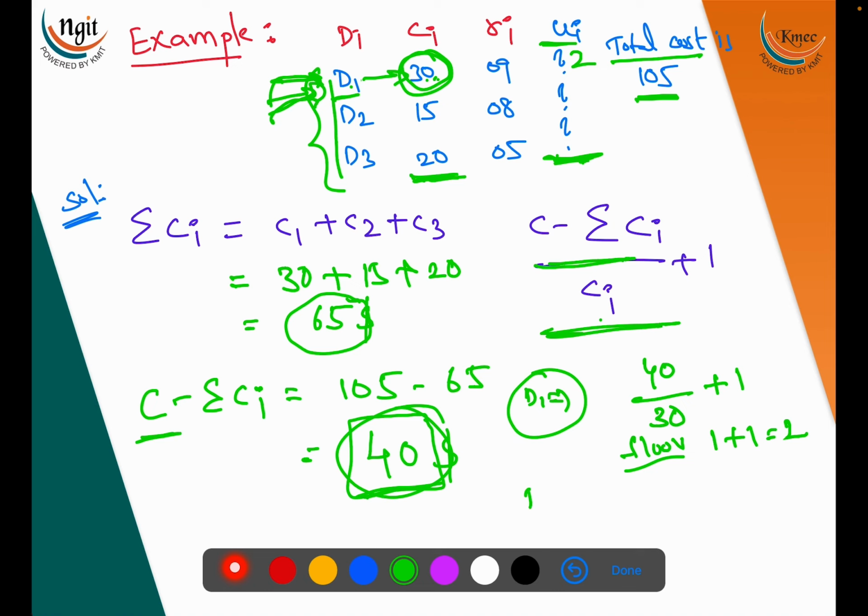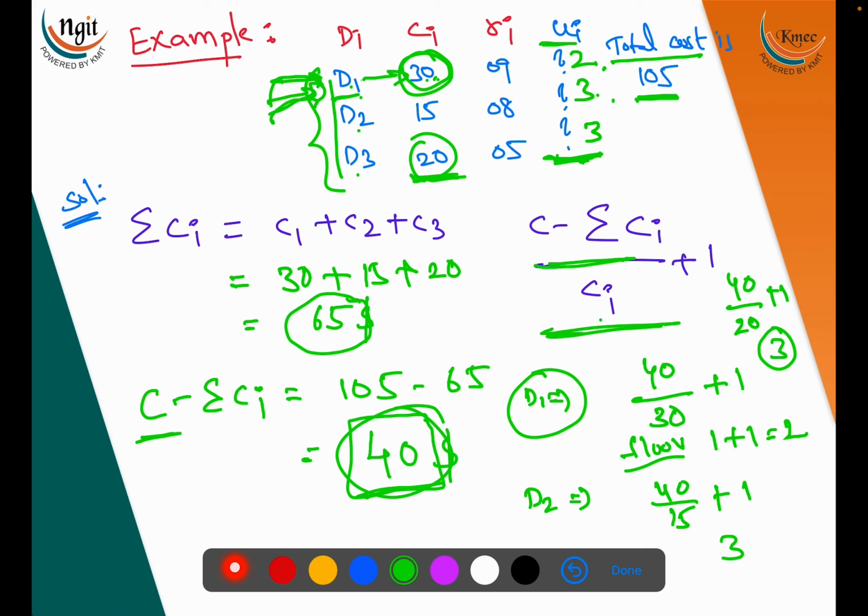Now let's check for D2. D2 is 40 by 15, plus 1. You will get 3, right? So 3 copies are required. The next is D3. D3 value is 40 by 20, plus 1. Again, 3 are required. So the total multiple copies you require are 2, 3 and 3: D1 2 copies, D2 3 copies, D3 3 copies.